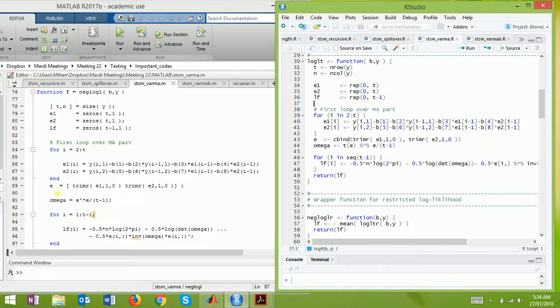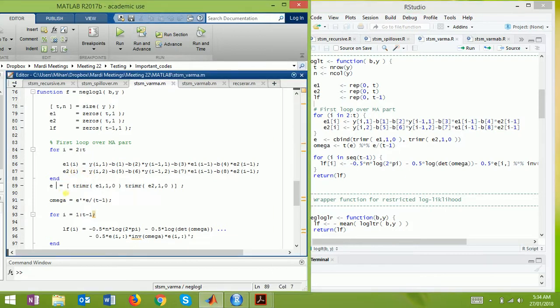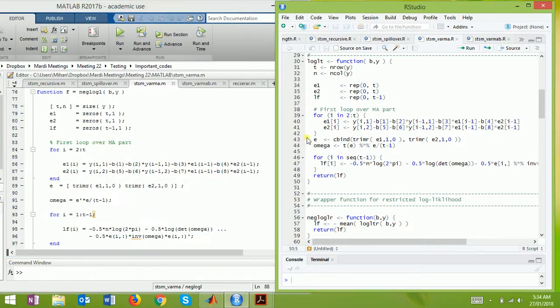Then we take E, where we combine E1 and E2, and obviously we're going to trim the first row from both of the equations to adjust them to the size of the log likelihood function. So trim both of them, so column bind both of the E's, the structural residuals here, trimming the first row out.